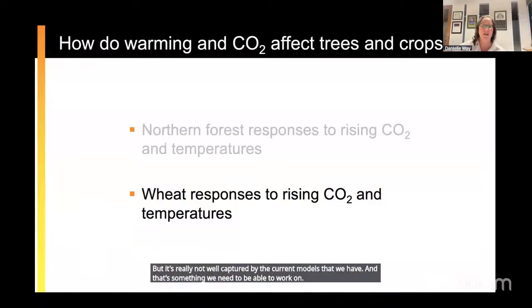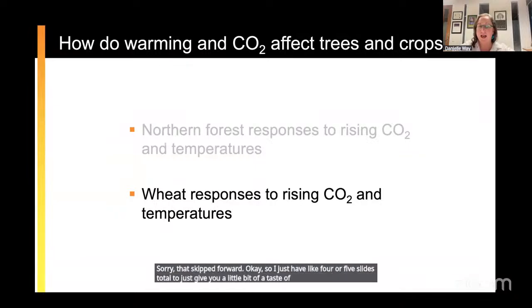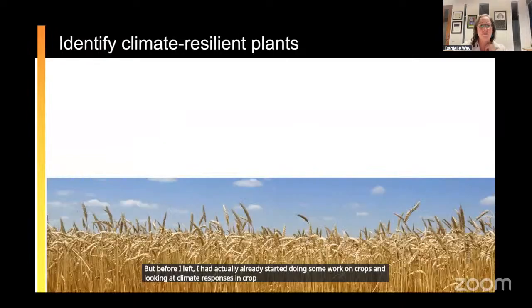Oh, sorry, that skipped forward. Okay, so I just have like 4 or 5 slides total to just give you a little bit of a taste of some of what we're doing. Having moved to Australia, I'm no longer focusing on boreal forests, but before I left, I had actually already started doing some work on crops and looking at climate responses in crop species.